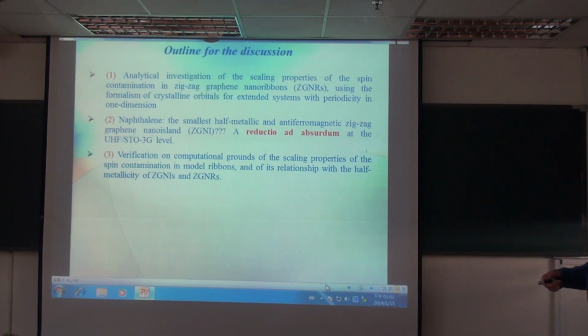We do that because people as famous as Gustavo Scuseria and his co-workers have published a paper in Physical Review Letters describing that the larger polycyclic aromatic hydrocarbon named anthracene is actually the smallest half-metallic and antiferromagnetic zigzag graphene nano-island according to some unrestricted DFT calculations they did. And then at last, we will verify computationally the scaling properties of the spin contamination and its relationship with the metallicity of zigzag graphene nano-islands and nanoribbons.